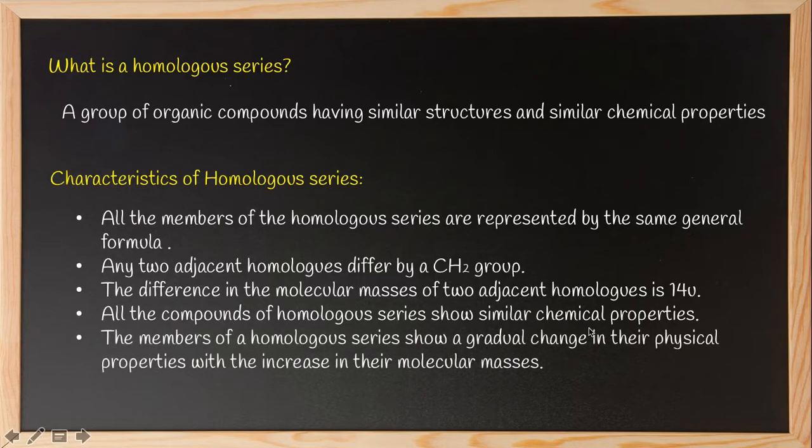The members of homologous series show a gradual change in the physical properties with the increase in molecular masses. As we have discussed, the change in molecular mass between two adjacent homologues is 14 mu. So as this molecular mass increases, there is a gradual change in their physical properties. Let's now check out an example.